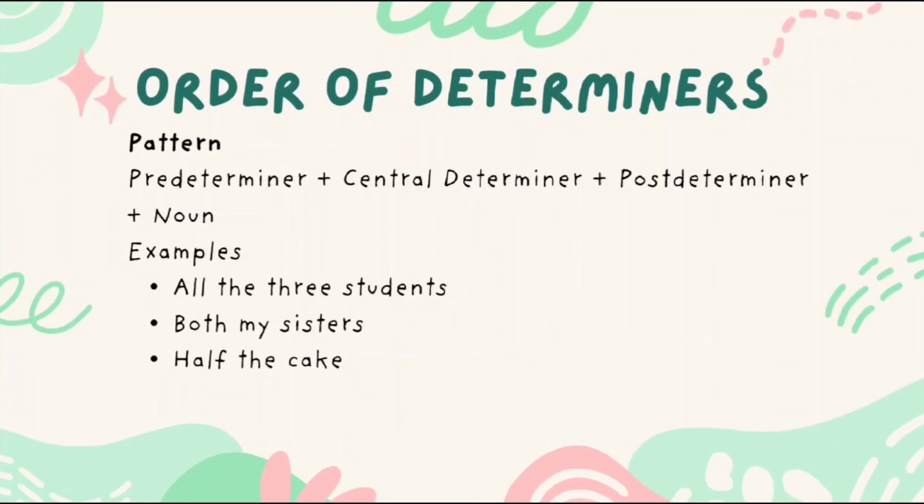Sometimes more than one determiner appears before a noun. When this happens, they usually follow a particular order. The pattern is predeterminer, central determiner, post determiner, noun. For example, all the three students and both my sisters. Using the correct order makes our sentences grammatically accurate and easier to understand.